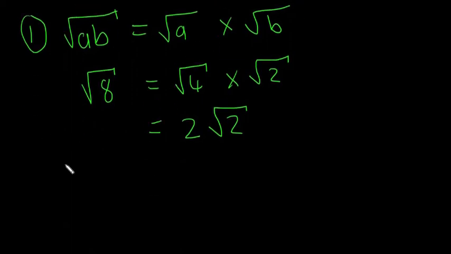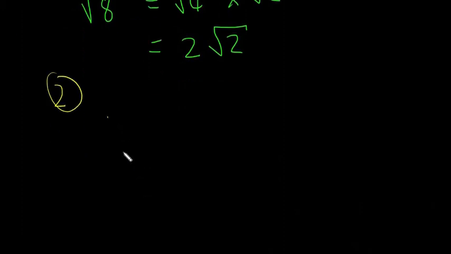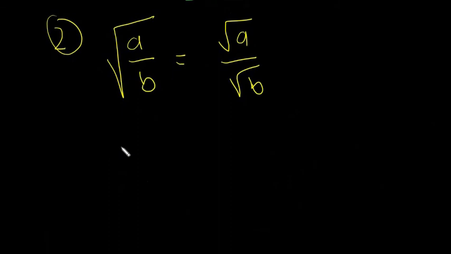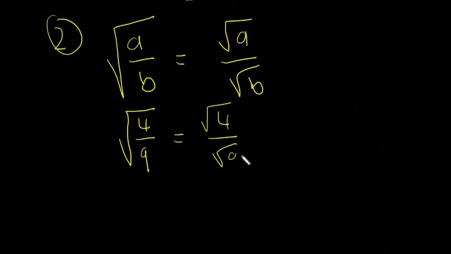Rule 2, we'll do a different color. The square root of A over B is equal to the square root of A over the square root of B. Okay, so this is handy if you have something like the square root of 4 over 9. That's equal to the square root of 4 over the square root of 9, which is equal to 2 over 3. Okay, so this is quite handy.